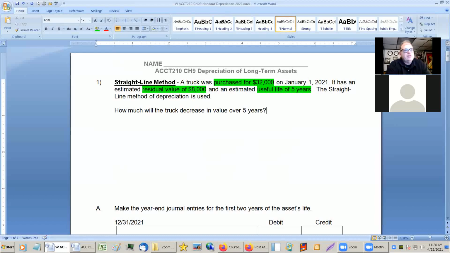How much will the truck decrease in value over 5 years? We're buying it for $32,000. At the end of 5 years, we estimate that we'll sell it for $8,000. So, what would be the decrease in value over 5 years? You can shout it out or put it in chat. How about that?